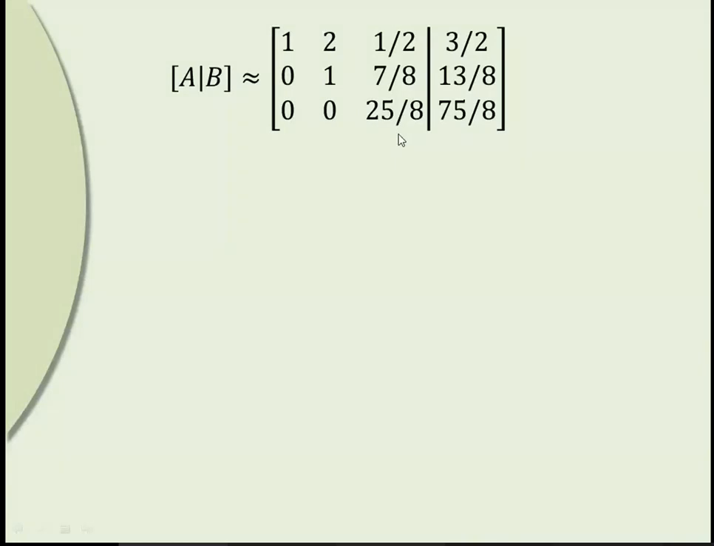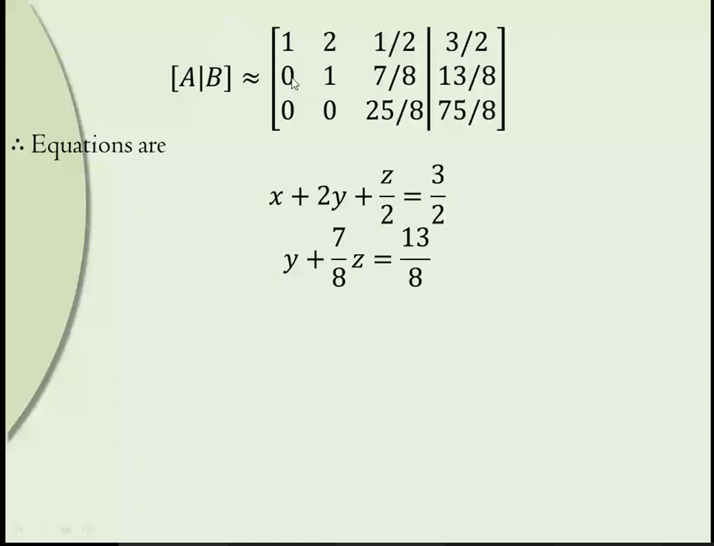So the equations are 1 into x plus 2 into y plus half into z equal to 3 by 2. I just bring it in exactly the reverse way. Then the next equation will be 0 into x, 1 into y, 7 by 8 into z equal to 13 by 8. Next equation 0 into x plus 0 into y plus 25 by 8 into z equal to 75 by 8. Okay, these are 0, so that term we don't write. 0x plus 0y will be 0, so no need to write it. Okay, so we get these three equations.